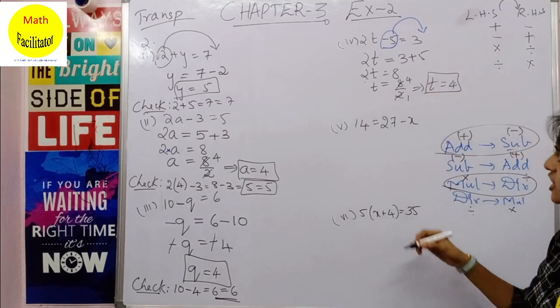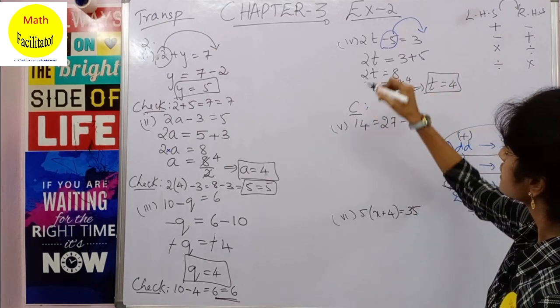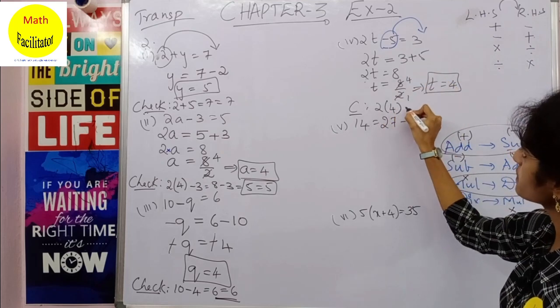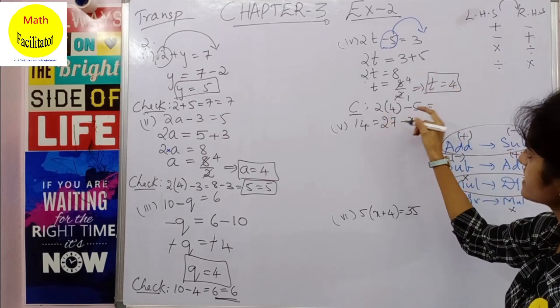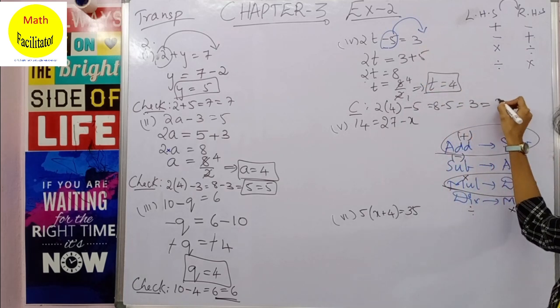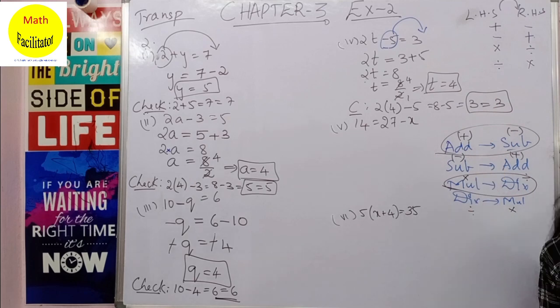Right? Now how do you check? To check, you'll substitute the value of t. t is nothing but 4, minus 5. So this is 8 minus 5. 8 minus 5 is 3. RHS is also 3. Simple.